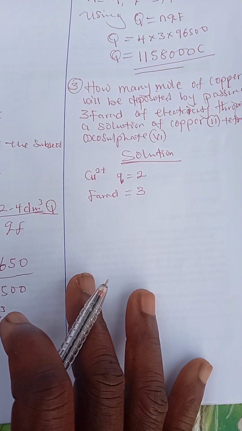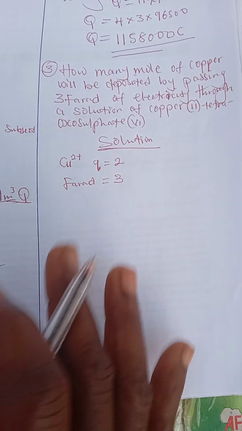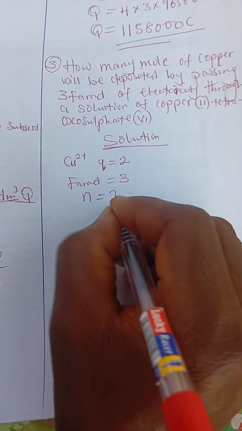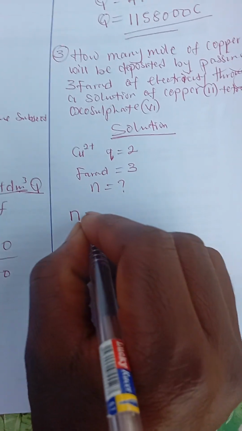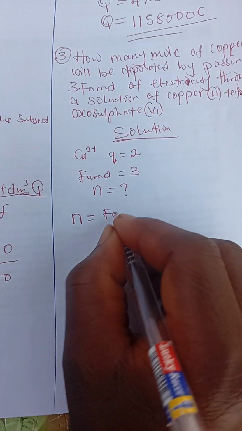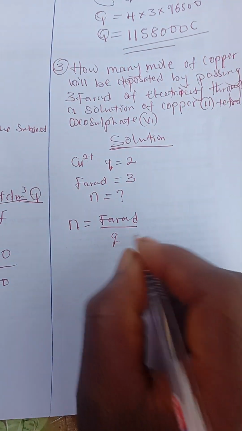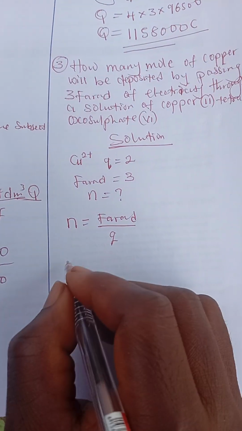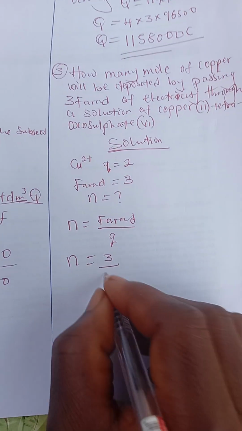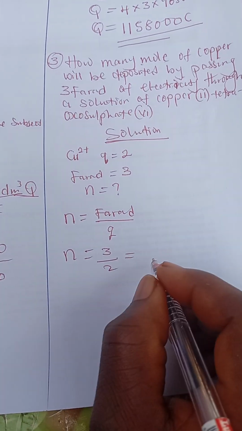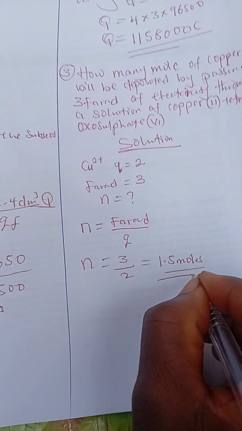They asked how many moles of copper, so we are looking for the number of moles, which is not given to us. There is another relationship which says that number of moles is equal to the farad all over the charge. Substituting it back, our N will be equal to 3 all over 2, our charge. If you divide it properly, you're going to have 1.5, which is in moles. That is our final answer.